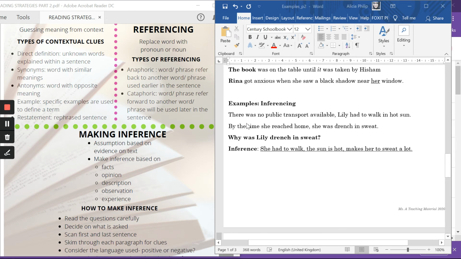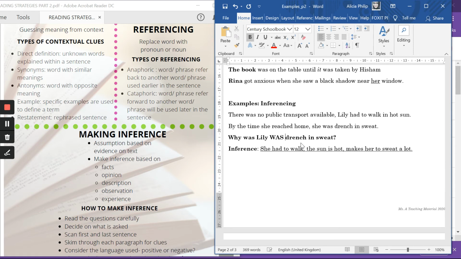There was no public transport available. Lily had to walk in the hot sun. By the time she reached home, she was drenched in sweat. Okay, so the question asks why Lily was drenched in sweat.